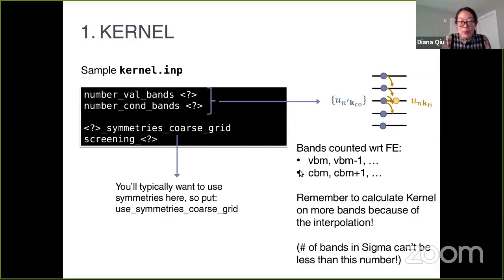So the one key thing to remember is that the number of bands you should use in the kernel calculation should always be more than what you think you'll need for absorption because of interpolation.